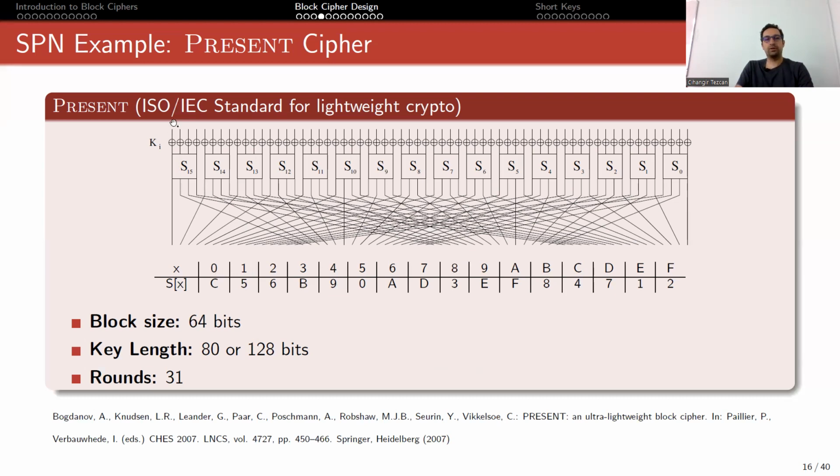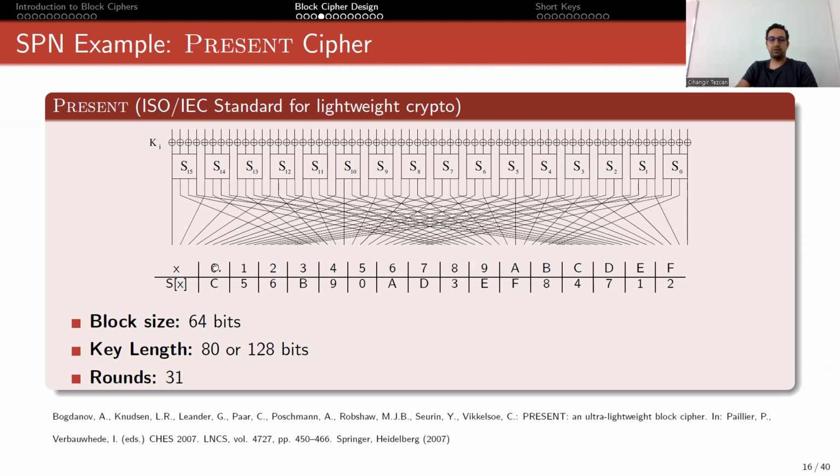But long story short, this cipher has the number of rounds as 31. So you take this picture, copy it 31 times below it, and at the end, you add a final round key addition here, and you produce the ciphertext. So this is how a substitution permutation network works. The person who obtains the ciphertext has to repeat all of the steps in a backward way.